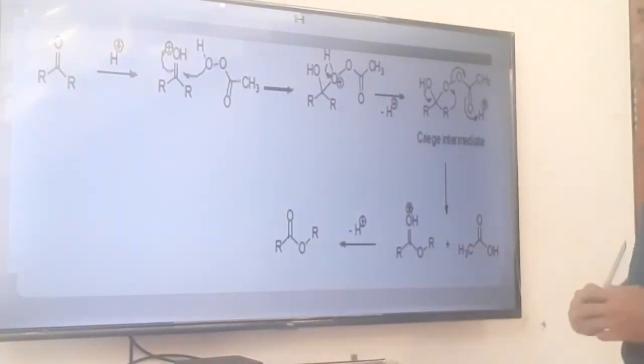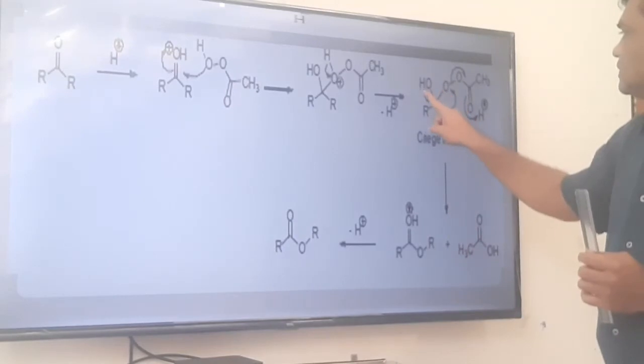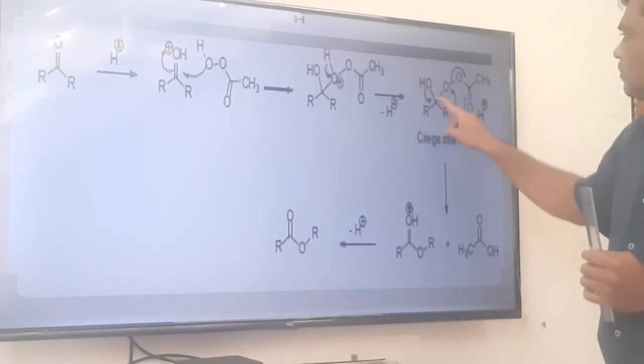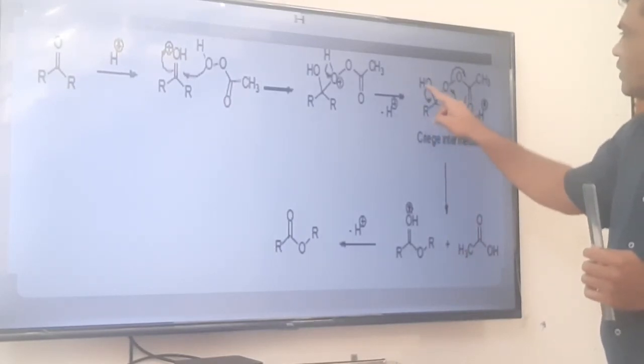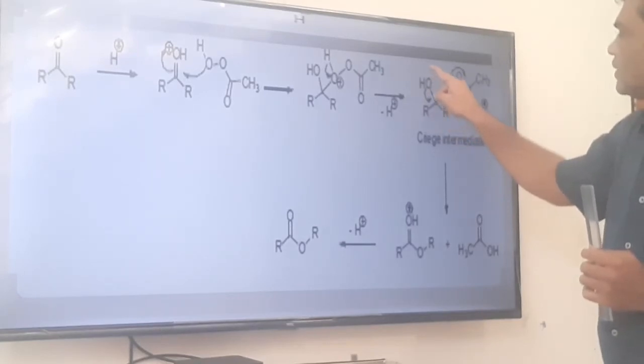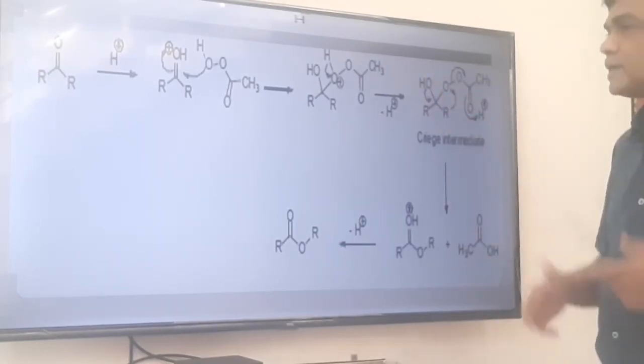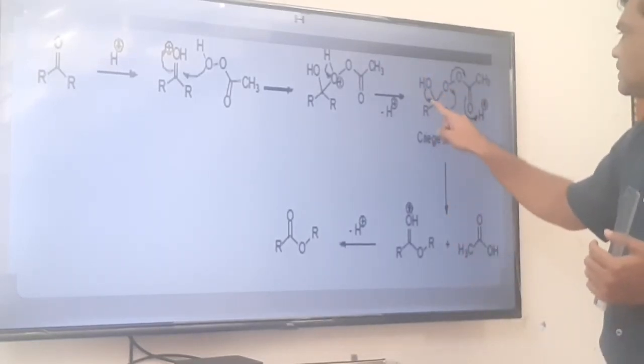So see what happens here. Now this oxygen donates a lone pair, so oxygen carbon bond formation takes place here. Doing so, what will happen with the oxygen? Oxygen will bear the positive charge, oxonium ion formation takes place.